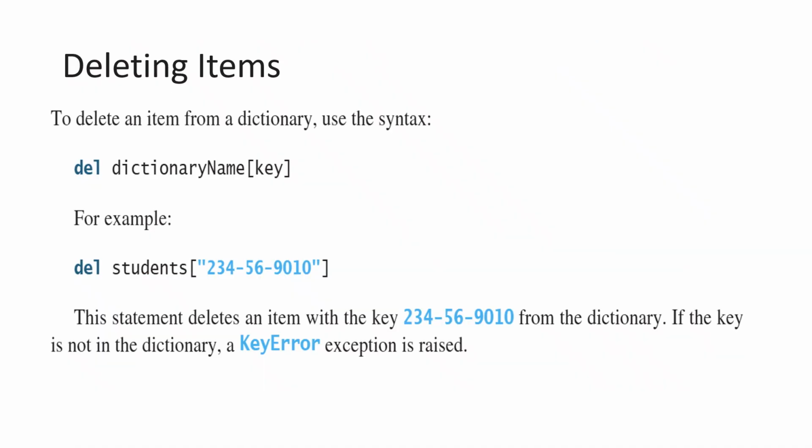Deleting items. To delete an item from a dictionary, use the syntax del dictionary name of key. For example, del students of that. So this statement deletes the item with the key from the dictionary. If the key is not in the dictionary, a key error exception is raised.